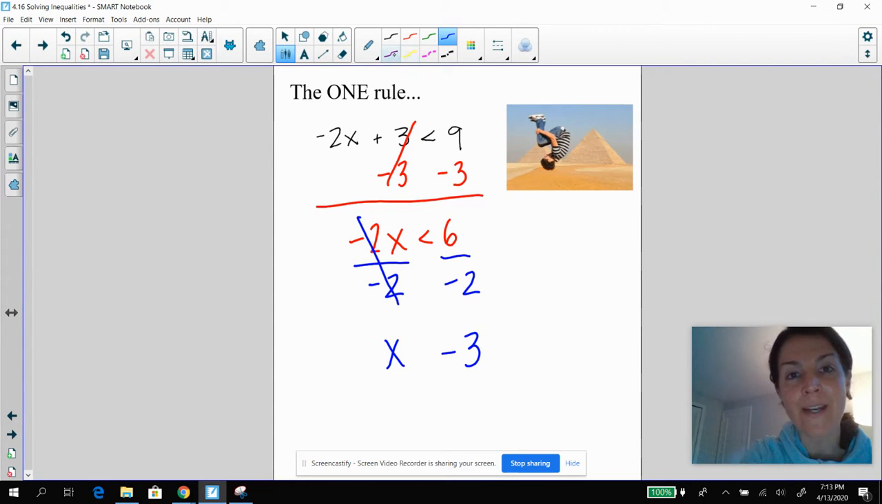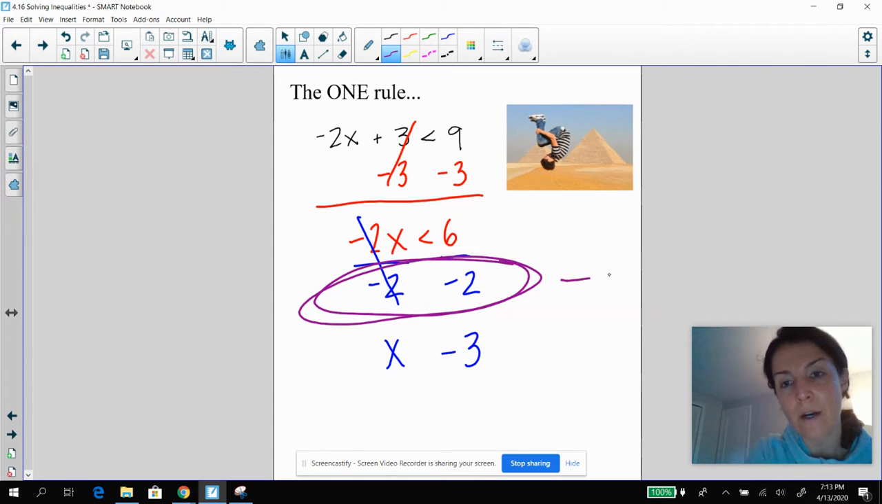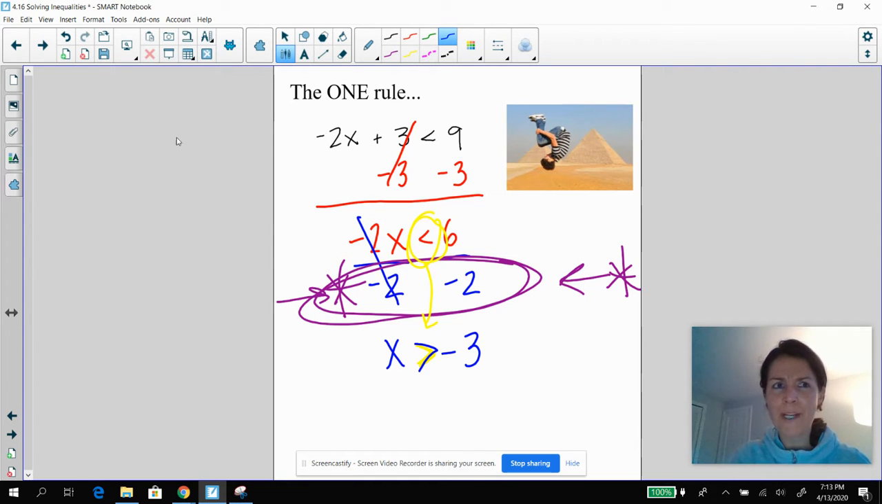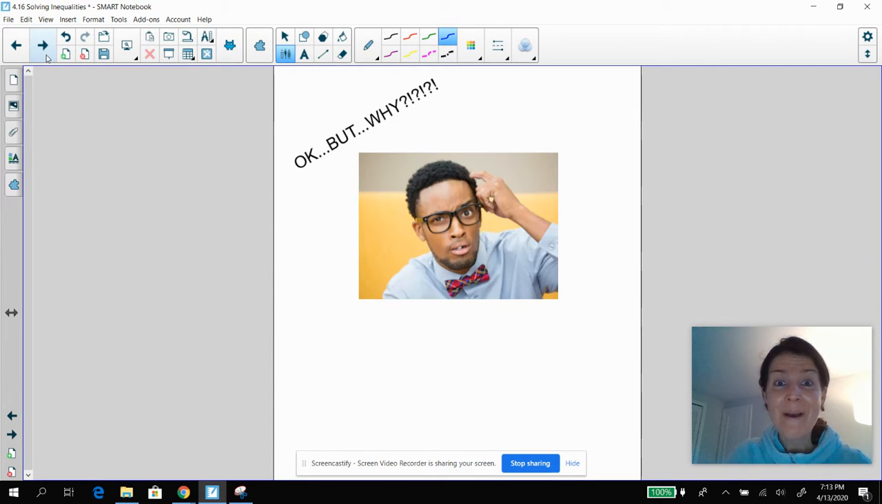Here is the one thing that is different. Because I just divided by a negative here, this is huge. I just divided by a negative. I need to flip my inequality sign. So that means if it is less than here, it is going to be greater than in my answer. And you're probably like, okay, what a random rule. But if Mrs. Bixler says it's right, then I guess it's right. But I'm going to tell you why.